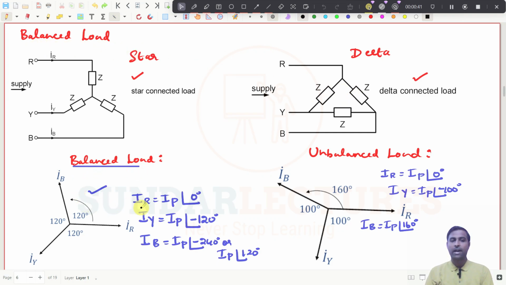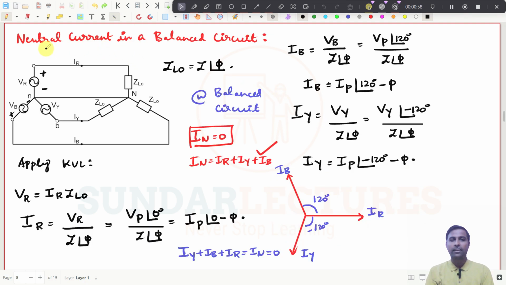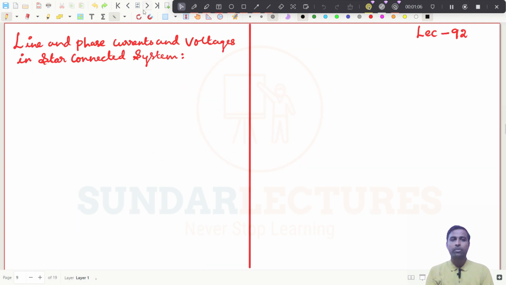What happens if balanced load is there, and what is the phase difference between each phase, and what happens if the loads are unbalanced and the phase differences are different, it is not exactly 120 degrees. And then we have seen what is three-phase three-wire system and four-wire system, and what is the neutral current in the balanced circuit. Always neutral current in a balanced circuit will be zero. So that is the whole idea we have seen in the previous class.